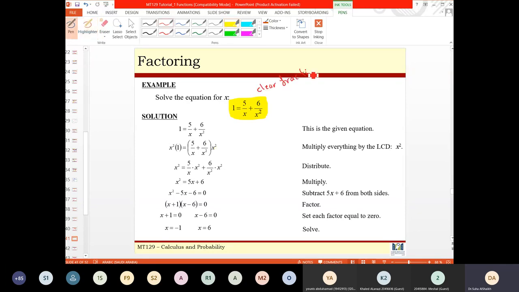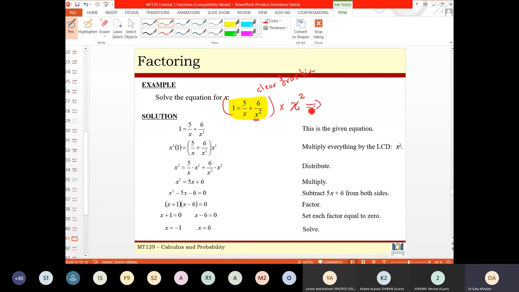I know how to solve x squared, but when they put x in the denominator, it is not easy to be solved. So we do what we call clear the fraction. The biggest power of x at the bottom is x squared, so we multiply the whole equation with x squared.